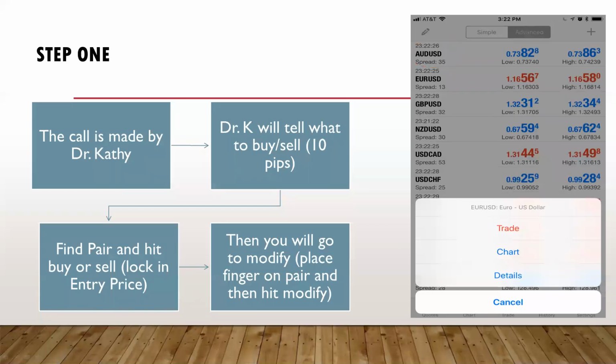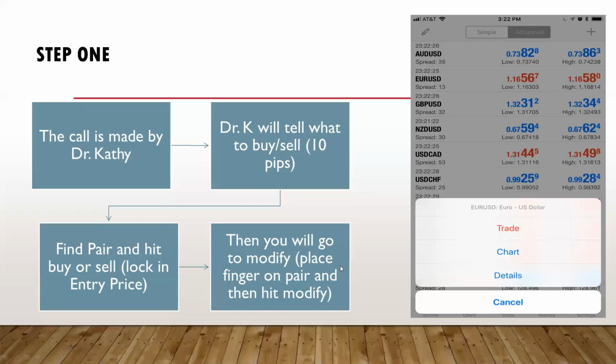Okay, so for an example, let me close this part out. We go over here. Okay, so I'm going to say it again. The call is made by me. I will tell you what to buy or what to sell, and I'll say I'm buying AUD USD now for 10 pips. You will find the pair, click on it, hit buy or sell. That locks in your entry price.